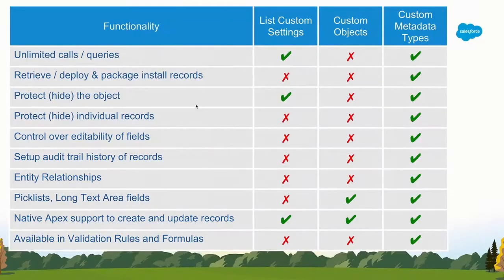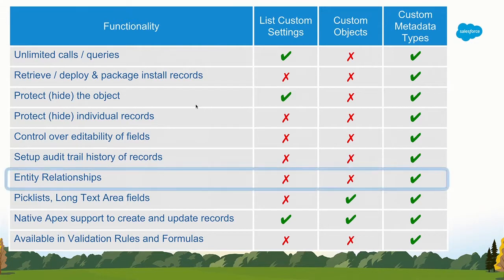But in all seriousness, I have reasons for this. Custom metadata types are just a lot better. Frankly, they're more powerful than list custom settings. I'm not going to read through every line in this table, but I am going to highlight a couple of them. First, I want to call out entity relationships. This is a place where CMTs really, really shine. You can have a custom metadata record that actually looks up to an object definition or a field definition. So not the field value of a particular record, but the field definition itself.